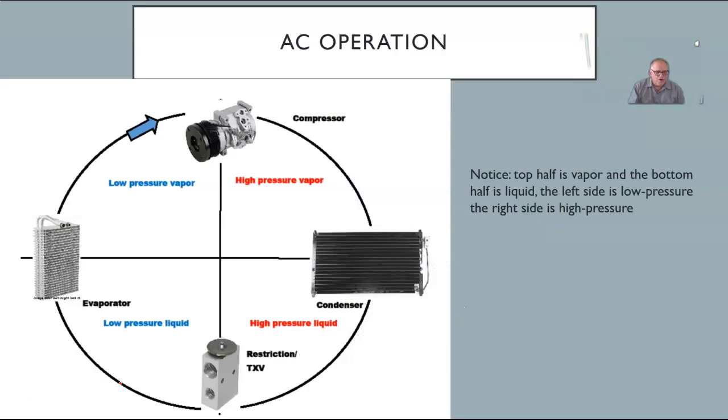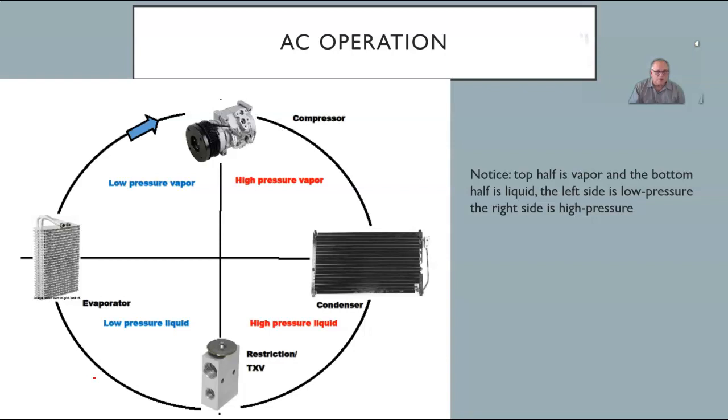So 4 primary components are going to make up the AC system. We're going to start at the top with the AC compressor. The AC compressor on most vehicles is belt driven, so it's going to be located on the front of the engine. Coming out from the compressor, we're going to have a high pressure vapor. That high pressure vapor is then going to go to the condenser. The condenser is going to change it from a vapor into a liquid.